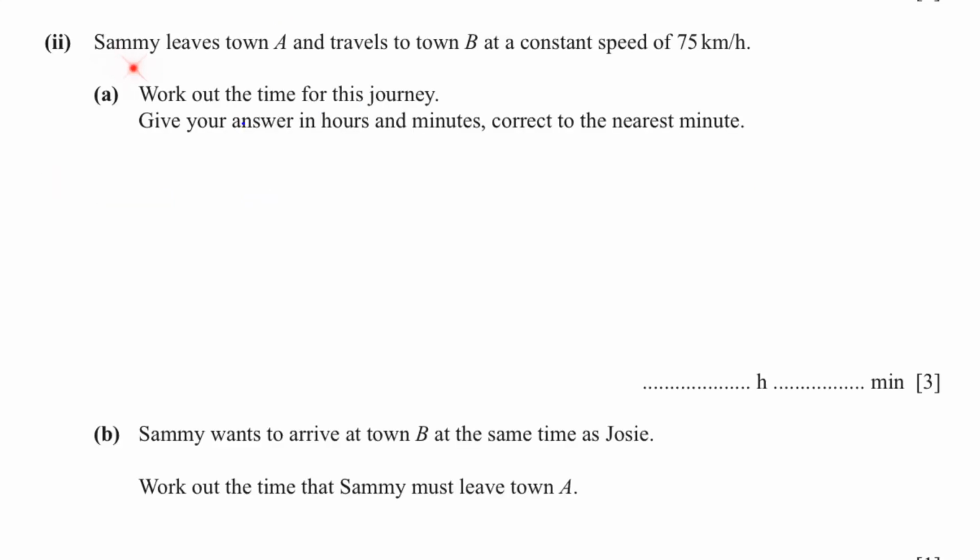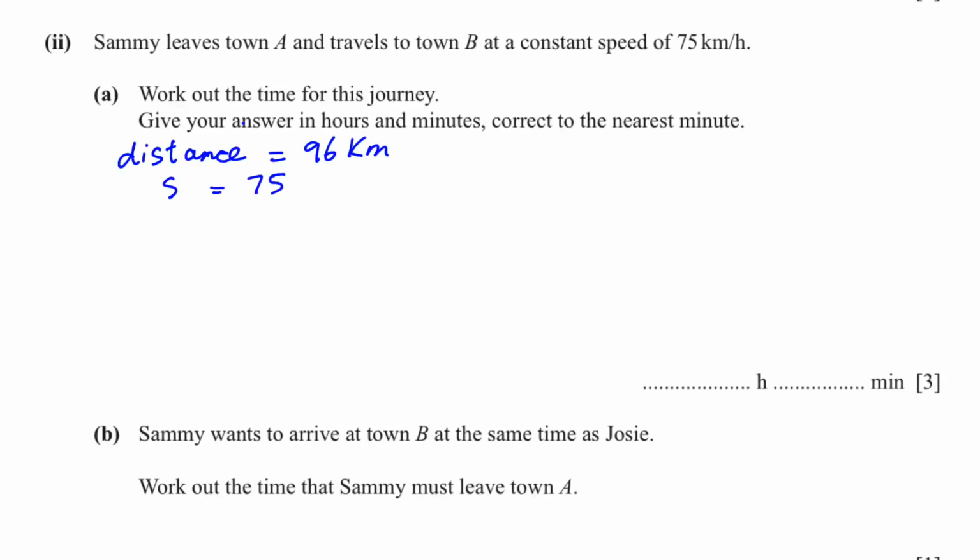2. Sammy leaves town A and travels to town B at a constant speed of 75 kilometers per hour. A. Work out the time for this journey. Give your answer in hours and minutes, correct to the nearest minute. Here, what has been given to us? The distance between A and B, from question number B, we know, is 96 kilometers.